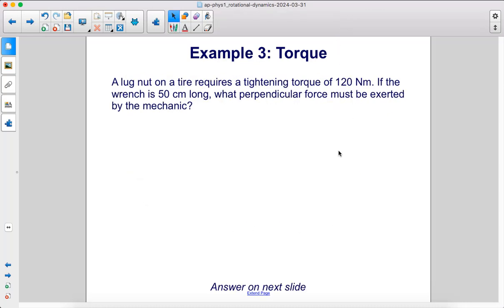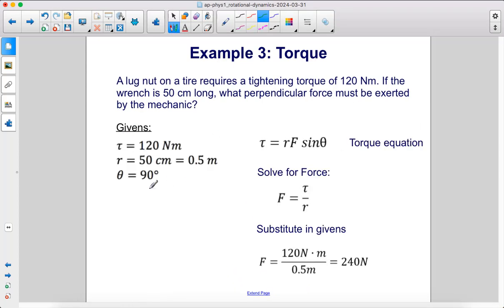Example 3. A lug nut on a tire requires a tightening torque of 120 newton meters. If the wrench is 50 centimeters long, what perpendicular force must be exerted by the mechanic? All right, so we have our givens here. We start with our torque equation. We're going to solve it for force, so we'll divide both sides by r sine theta. Now sine theta, because theta is 90 degrees, just becomes 1. So we're going to divide both sides by r, giving us force equals torque divided by r. Then we just substitute in our givens and we get 240 newtons.